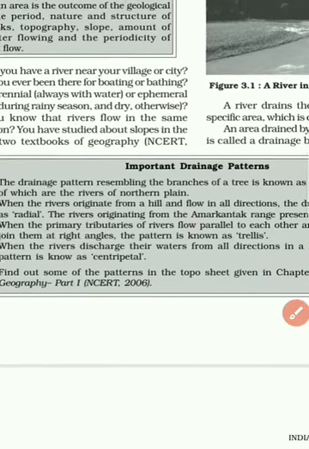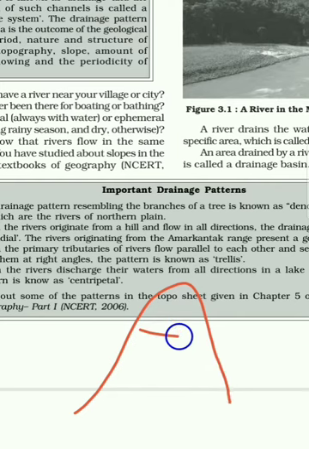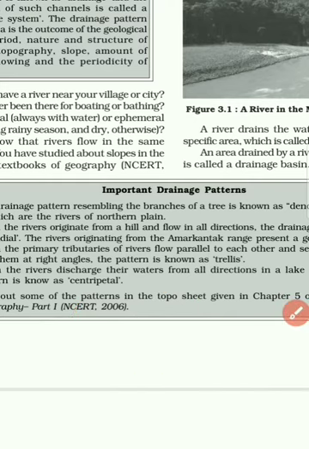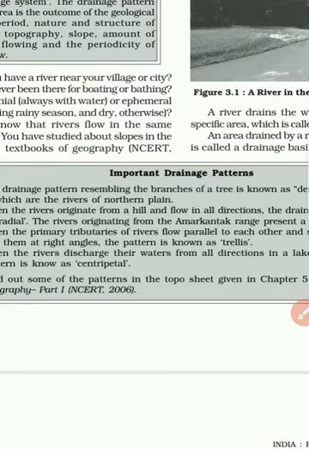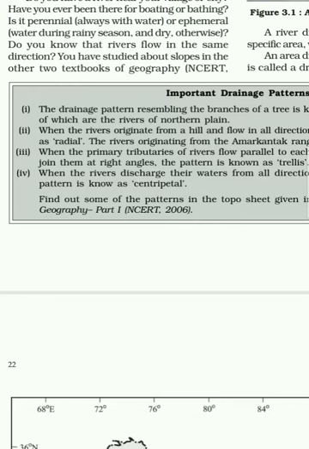Another one is radial, where there is a hill or glacier, and the melted water is flowing in all directions. From the satellite it looks somewhat like this. So it is radial. The best example is Amarkantak. Amarkantak is the best example for the radial pattern. When the river discharges, we know that the land slope is toward the Bay of Bengal.